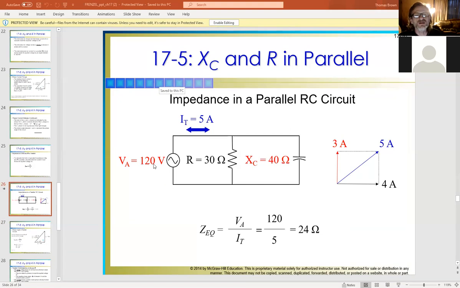We have a VA of 120 volts. Our IT is 5 amps. Here's our phasor diagram of current to the right. He's saying there's 3 amps in one leg and 4 amps in the other. The 3 amps is going down the leg with the capacitor in it, and the 4 amps is going down the leg with the resistor. The resultant phasor gives us a 5 amp total. So with 120 volts and 5 amps, you can do simple math and come up with a 24 ohm equivalent.